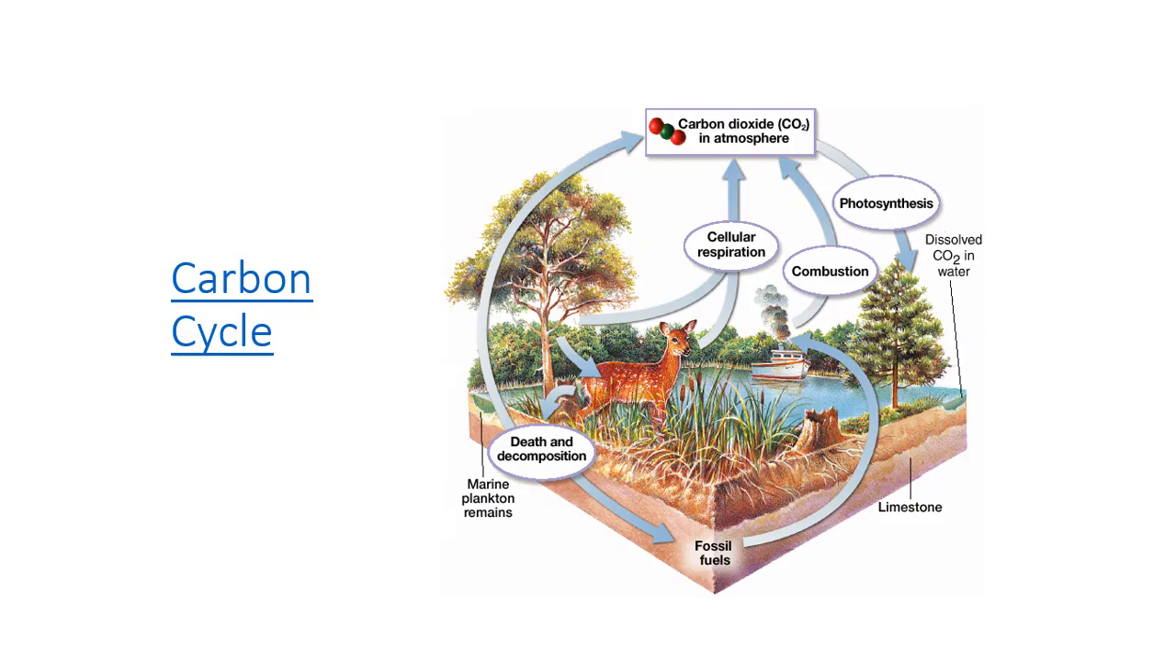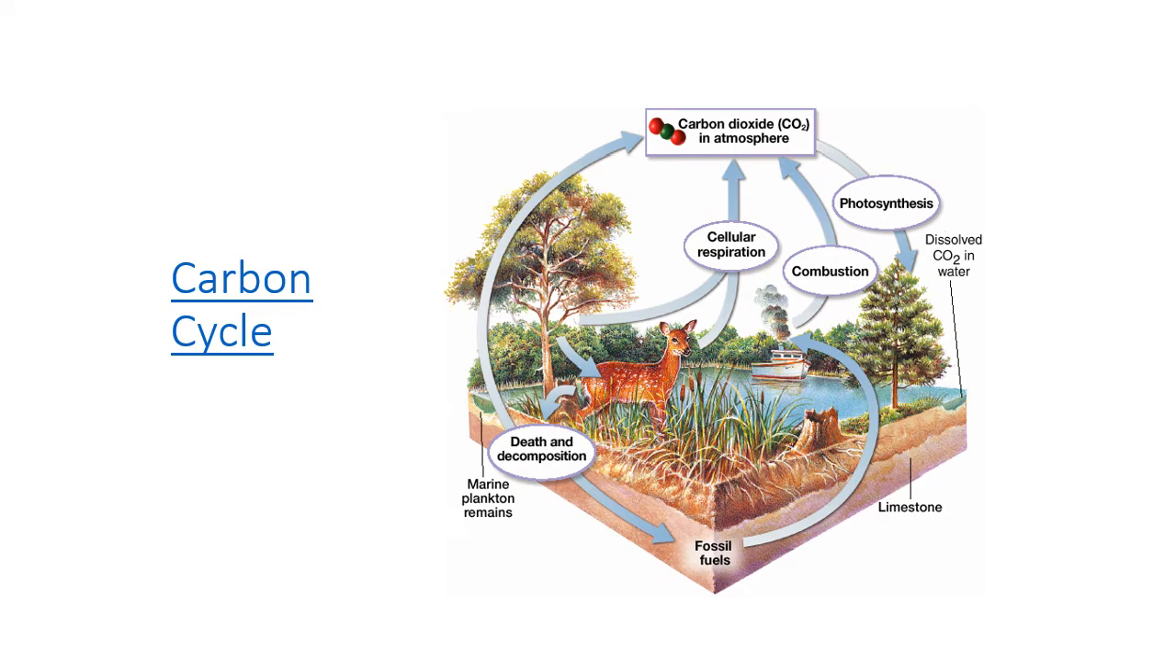So in the carbon cycle, we have death and decomposition. So when we die, the carbon that comes in our bodies goes down to the earth. The plants will take it up. Same thing with plants: when plants die, it's the same thing there. We do cellular respiration, which breathes out carbon dioxide. Plants breathe in that carbon dioxide through photosynthesis.